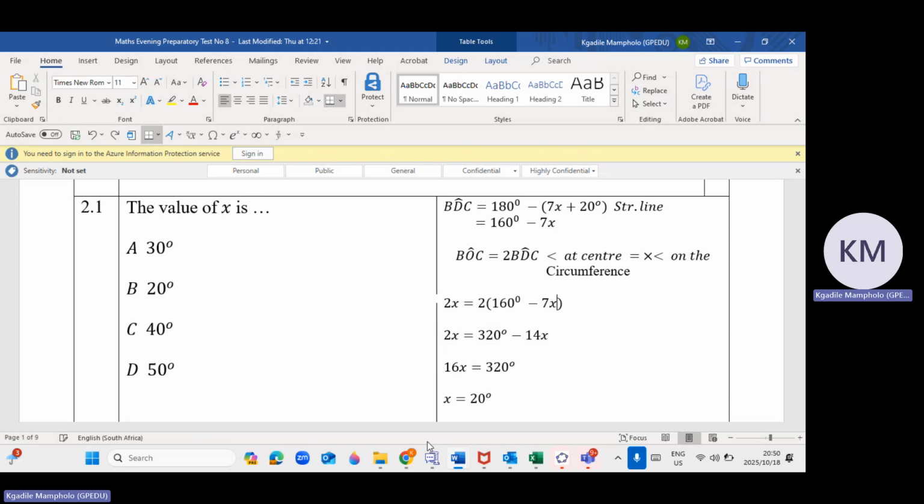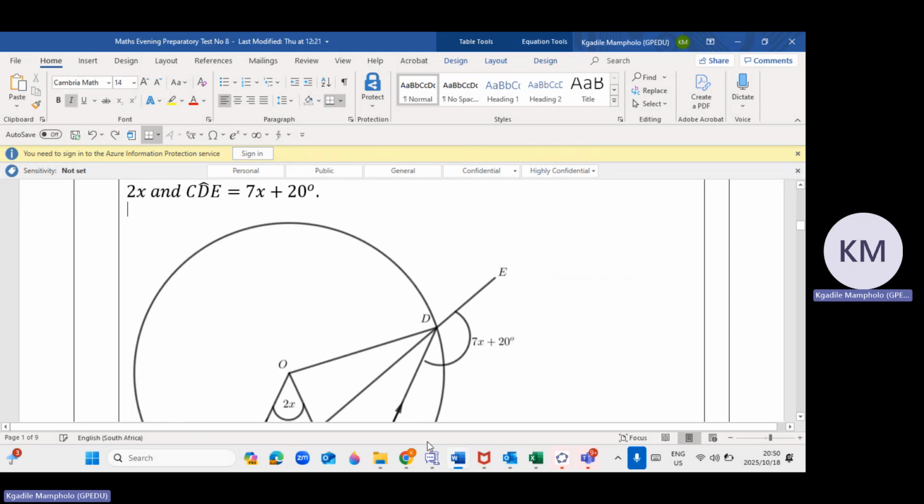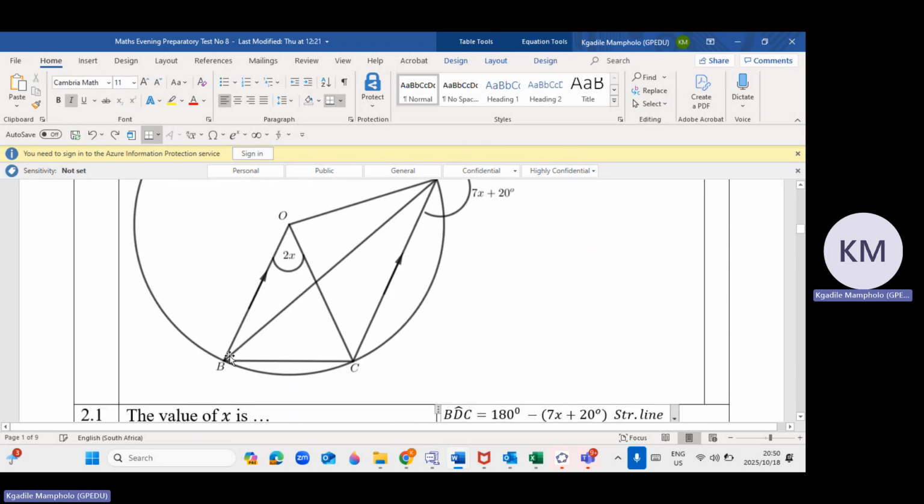But as I said, you had to find this angle. There was no theorem which takes us straight to the answer. We had to find the angle that can be related to this angle 2x by applying a theorem. So the only thing is that this 2x is the angle at the center, and then BDC is the angle on the circumference. But this is a straight line.